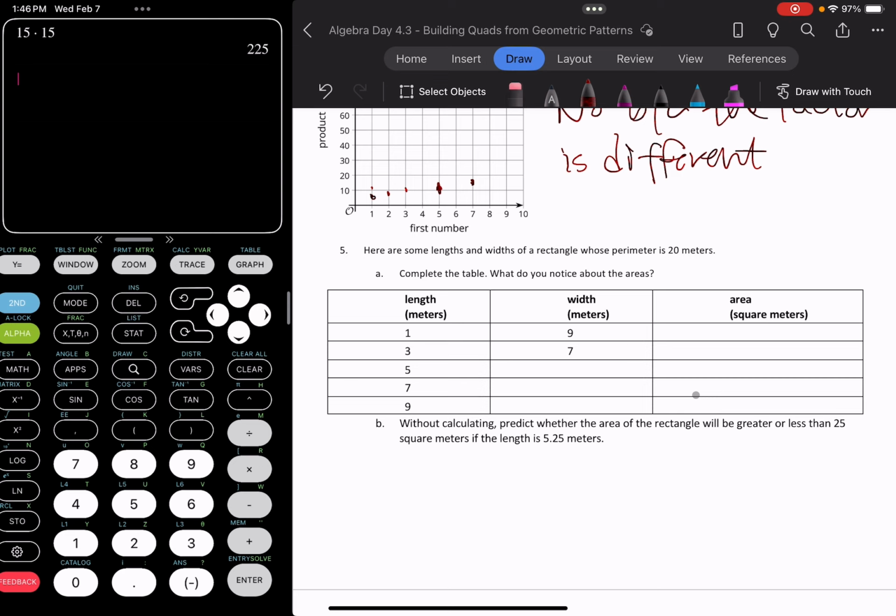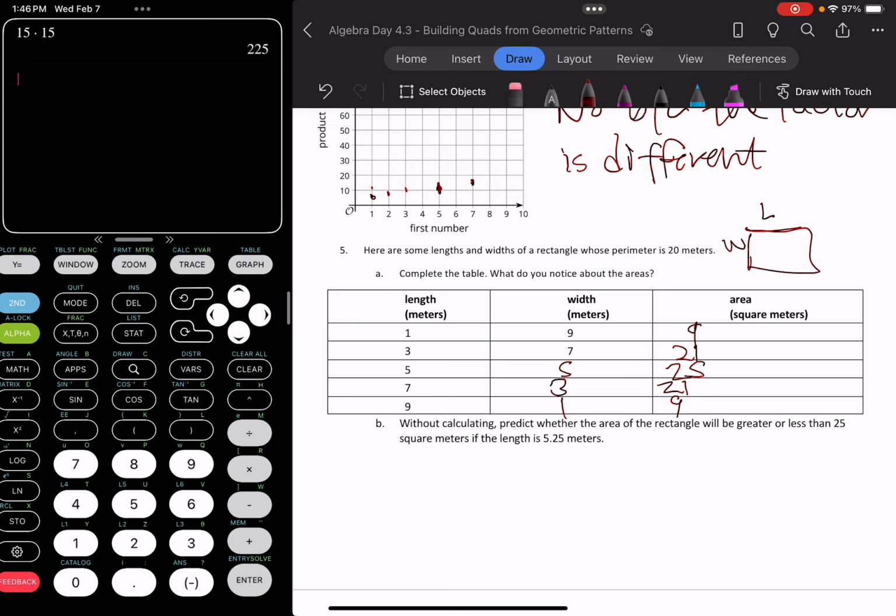All right, number 5 says, here are some lengths and widths of a rectangle whose perimeter is 20 meters. Complete the table. What do you notice about the areas? All right, so we have a rectangle. The perimeter is 20, which means just the length and the width has to equal 10. So you can see that here, 1 plus 9 equals 10. And then 1 times 9 gives us 9, so that's our area. 3 times 7 is 21. 5 times 5 is 25. 7 times 3 is 21. And then 9 times 1 is 9.